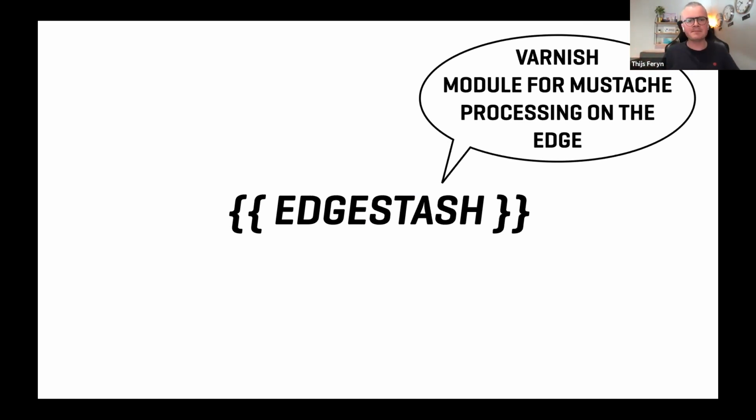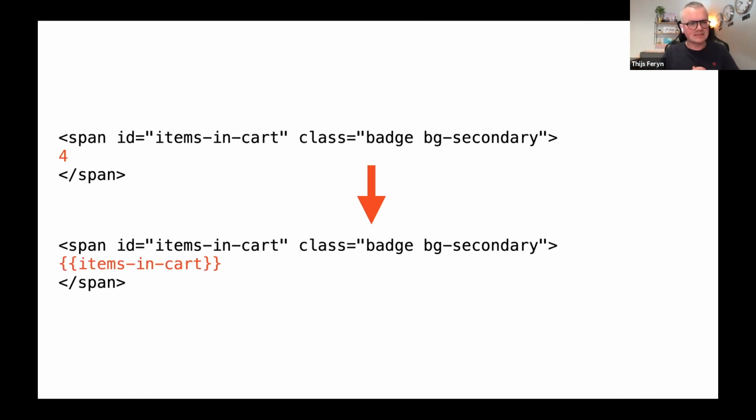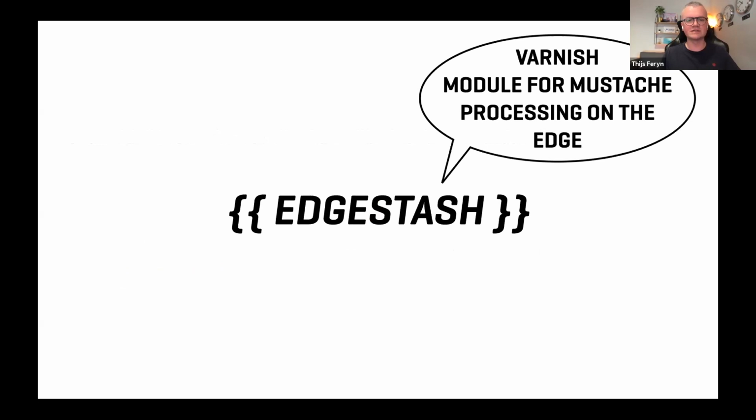Now, mustache is a very popular templating language that uses these handlebars, it looks like a mustache, hence the name, which are curly braces that contain values. And these values are variables that can be replaced. So what I'm doing when I go back is where we have four here, we'll just replace it with a variable called items in cart. And upon delivery, depending on your session ID, we'll just throw in the value and do this without accessing the origin, because that's the goal. We need to protect the origin system.